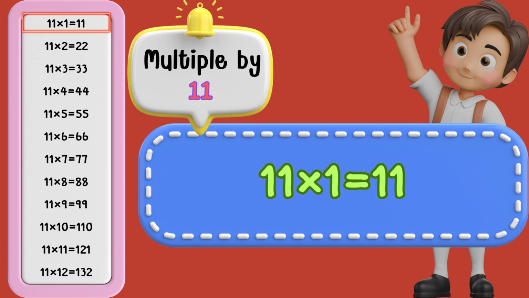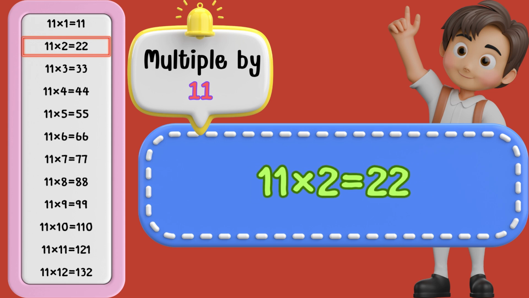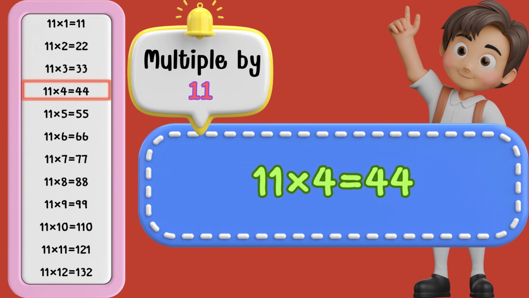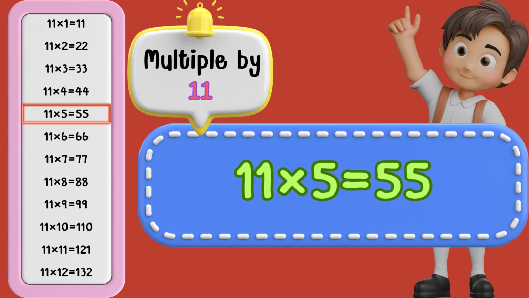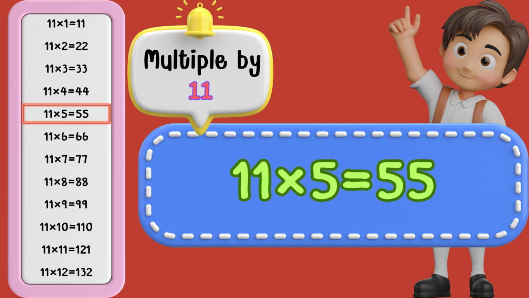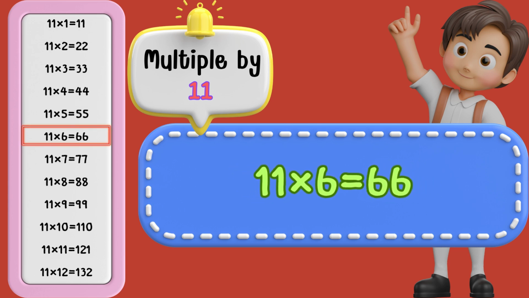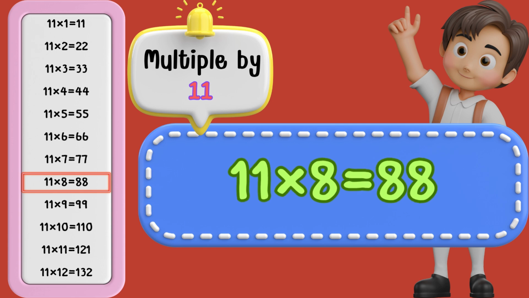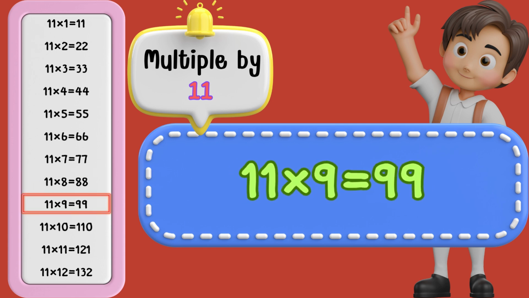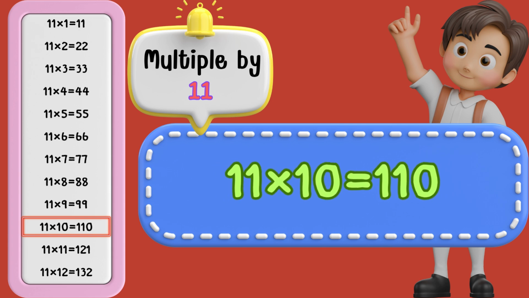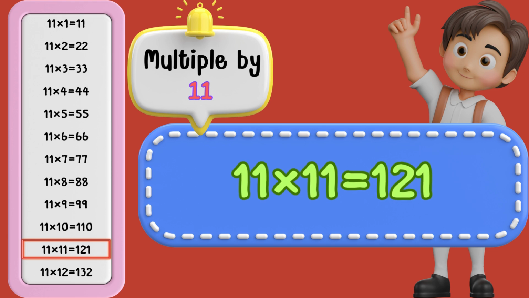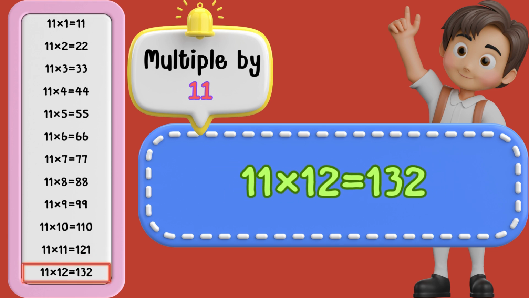11 times 1 is 11. 11 times 2 is 22. 11 times 3 is 33. 11 times 4 is 44. 11 times 5 is 55. 11 times 6 is 66. 11 times 7 is 77. 11 times 8 is 88. 11 times 9 is 99. 11 times 10 is 110. 11 times 11 is 121. 11 times 12 is 132.